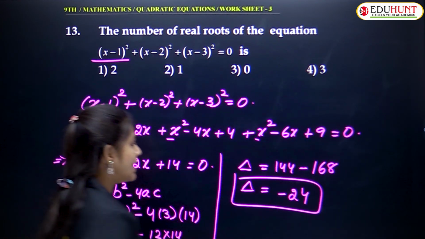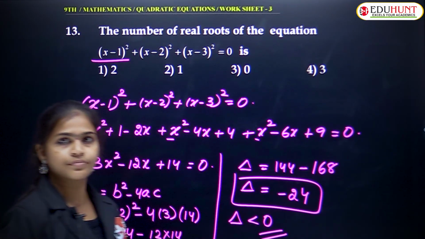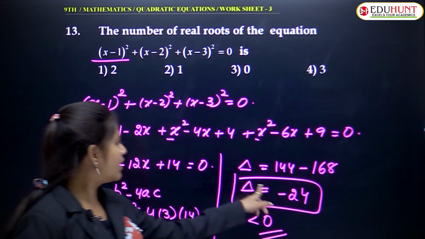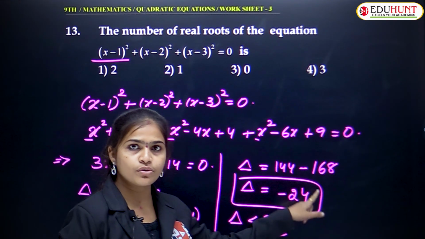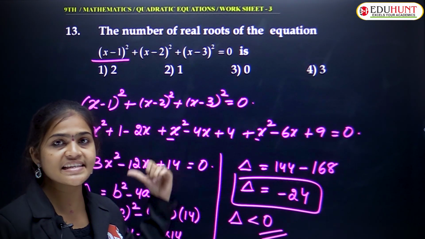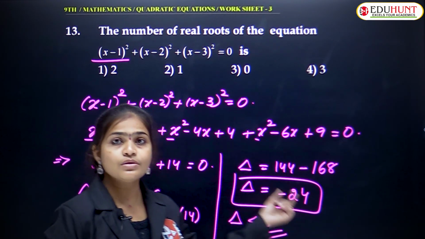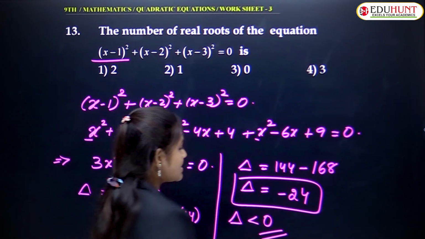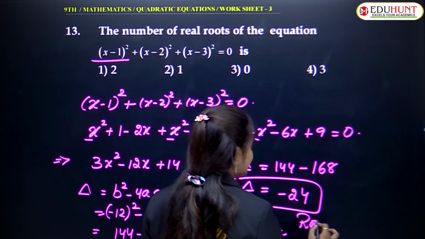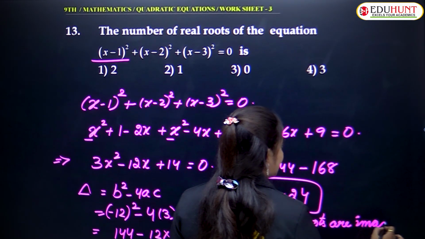So children, here delta is equal to minus 24 we got, means delta is less than 0. Understand? Here we got delta is equal to minus 24. So minus 24 is a negative value. So negative value means less than 0 only, no? So delta value is less than 0. So if the delta value is less than 0, then the roots are imaginary. Roots are imaginary.